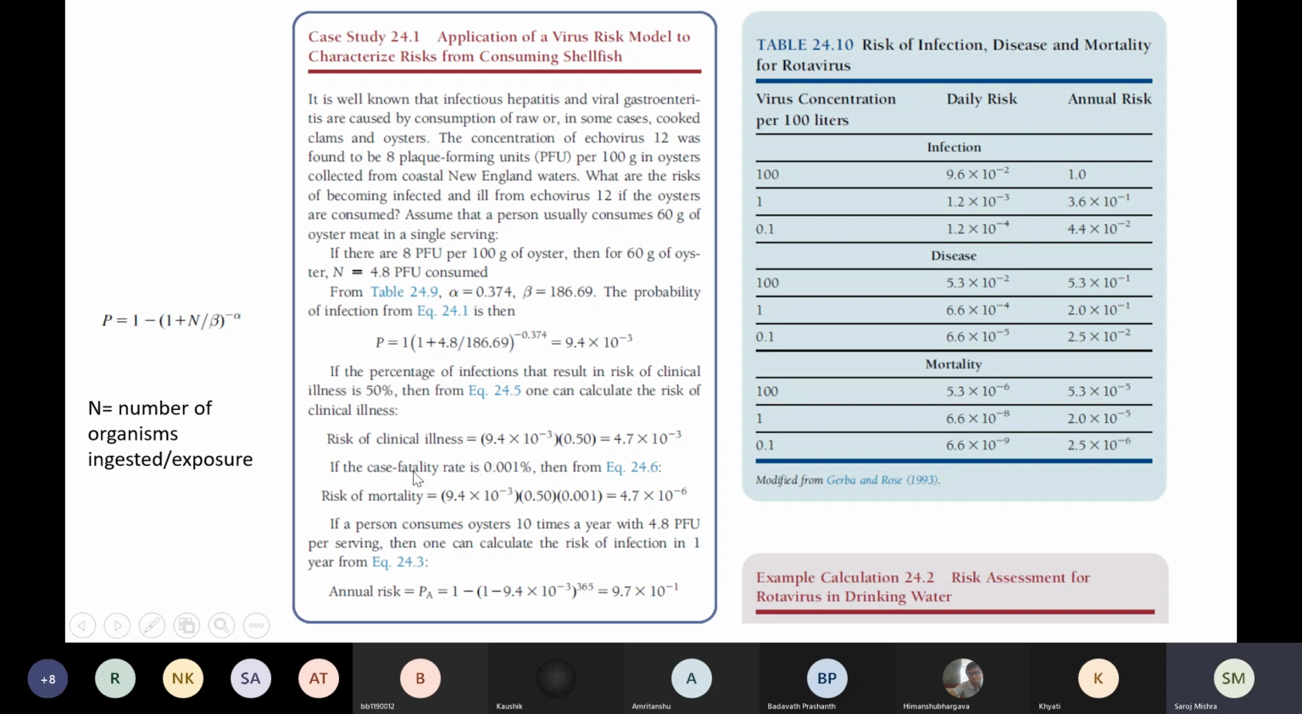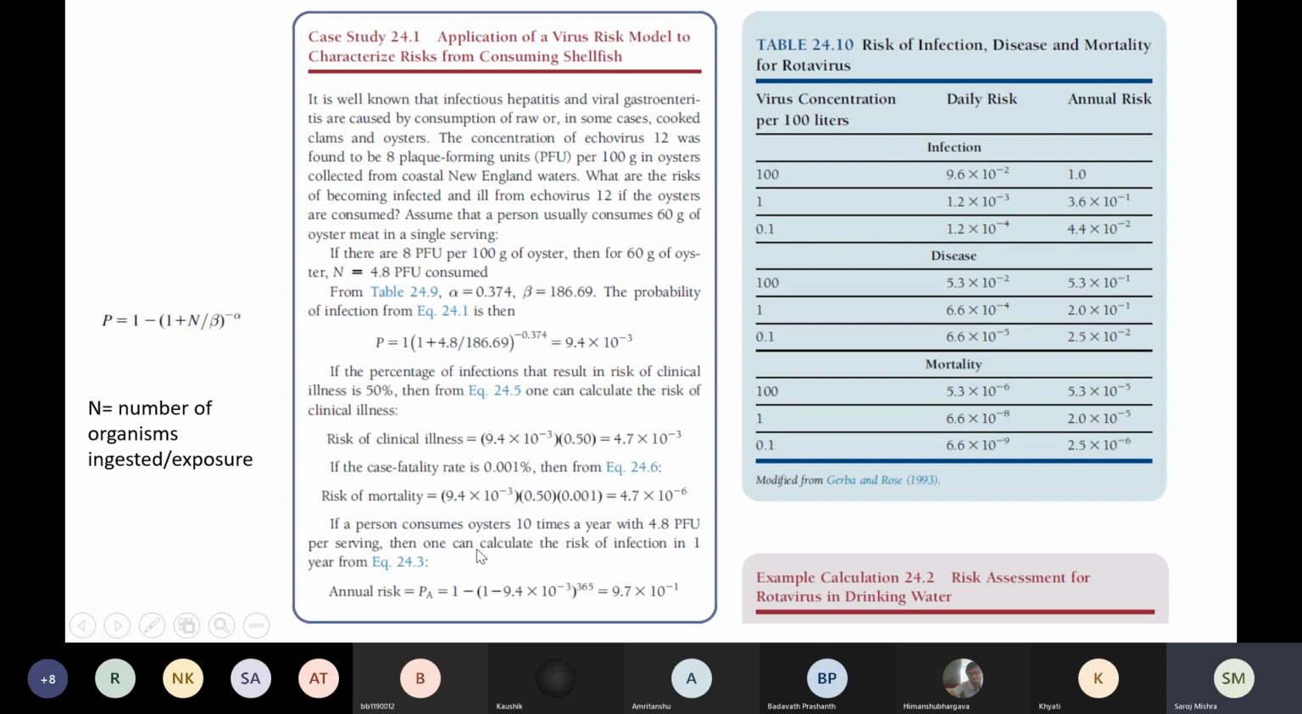If the case fatality rate, somebody becomes ill also, but the fatality is only 0.001%. If that is the case, then the clinical illness is so much, you have the number here, 50%, but only 0.001% of fatality is this much. So now you are able to calculate the risk of mortality. So the risk of mortality is so much.